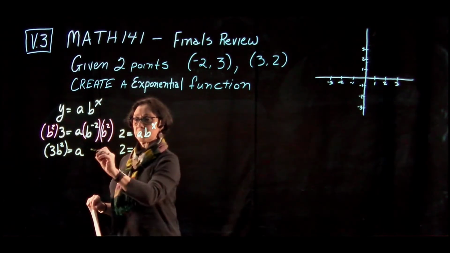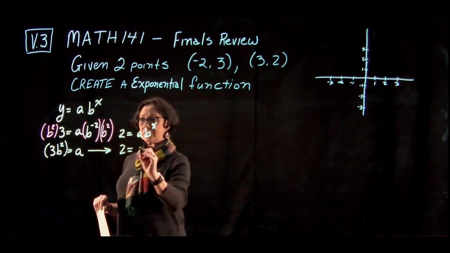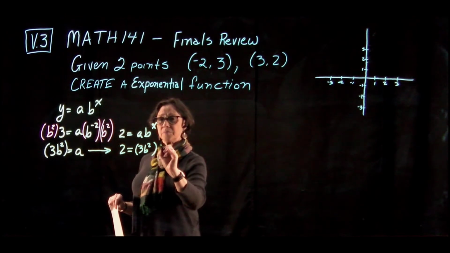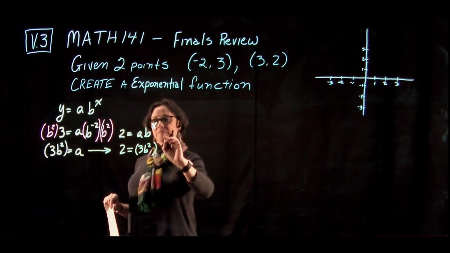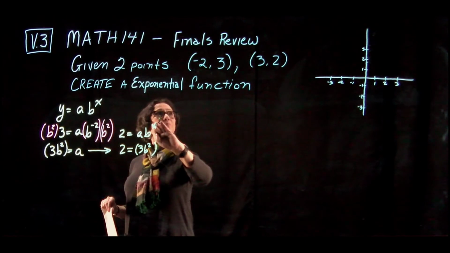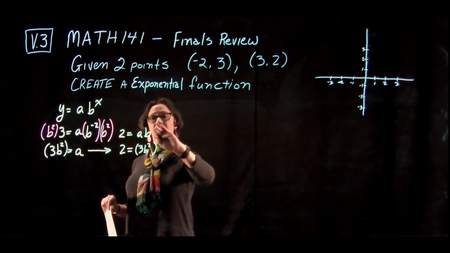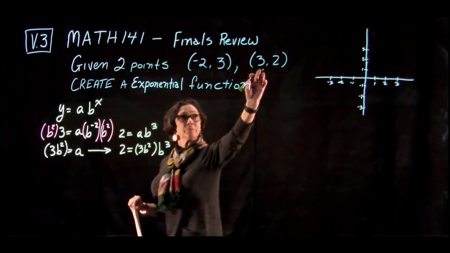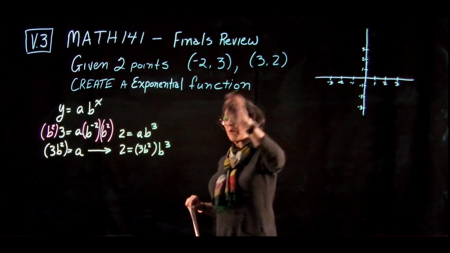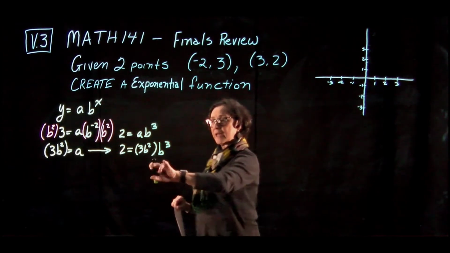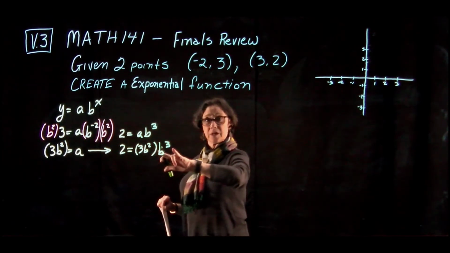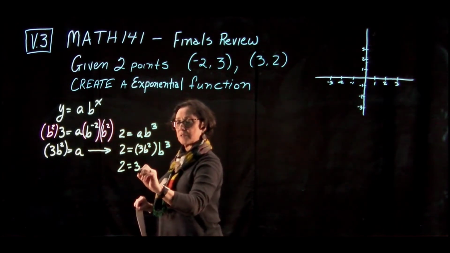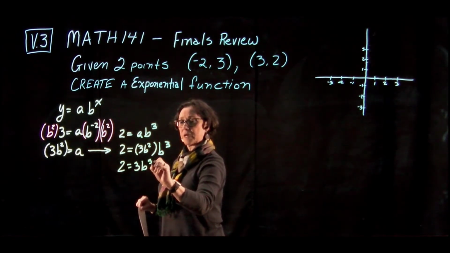So now I have a term that I can replace a with in the second equation. 2 equals, I'm going to replace my a with 3b squared times b, and this x here should be the number 3, b cubed. Put our x in and our y in. And now when we have b squared times b cubed, we add our exponents to get 2 equals 3b to the 5th power.